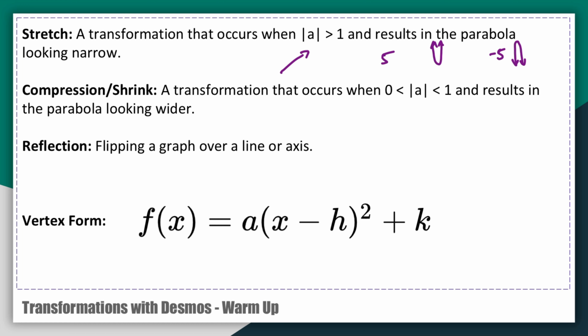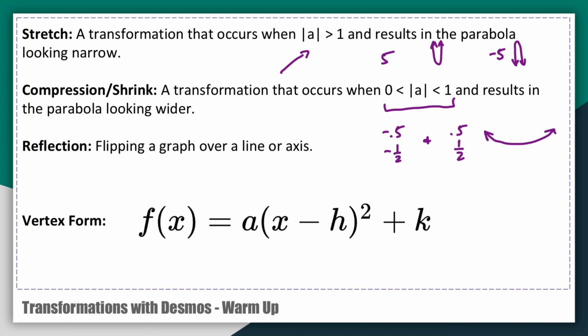Okay, compression and shrink, a transformation that occurs when the a value is between 0 and 1. So 0 is less than the absolute value of a, which is less than 1, and results in the parabola looking wider. Now again, we have that absolute value because -0.5 or -1/2 and +0.5 or 1/2 have the same exact effect on the parabola, but in a different direction again. And we are looking for something that is going to look more wide, okay?